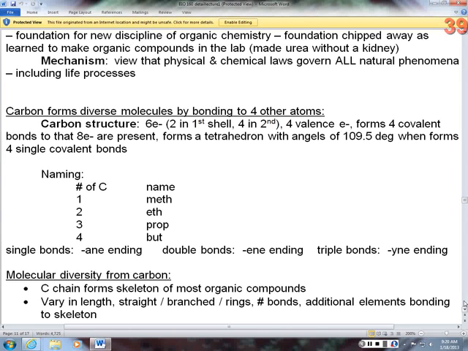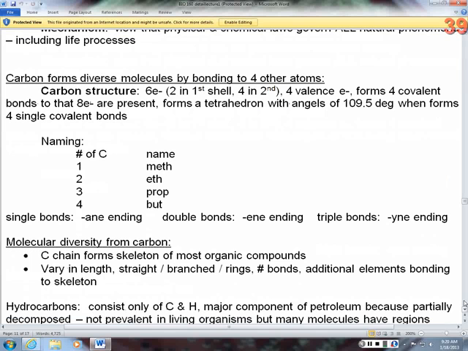So basically, organic chemistry is studying what goes on these slots there with the 4 valent electrons.